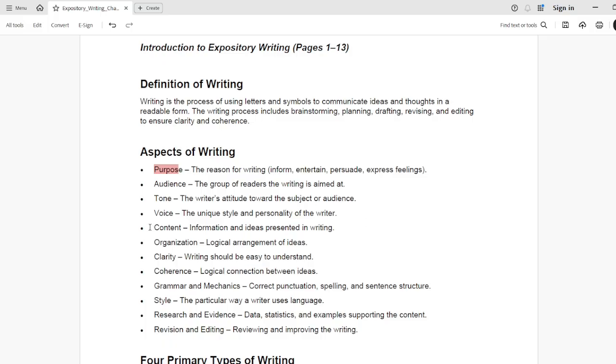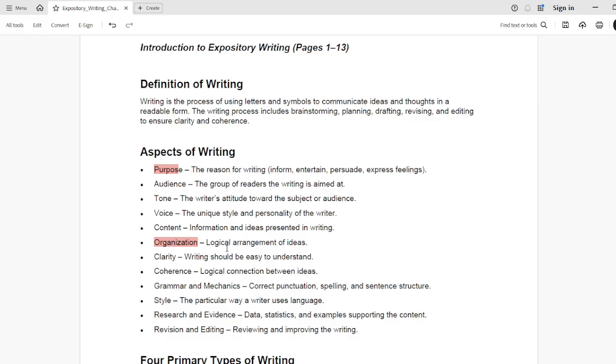Content shows the information and ideas presented in the writing. And organization, how your writing is organized. Logical statement of the writing is very important. Whatever you have written, it should be logically connected.